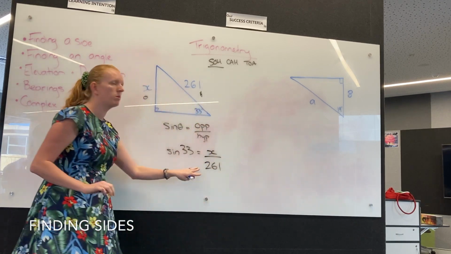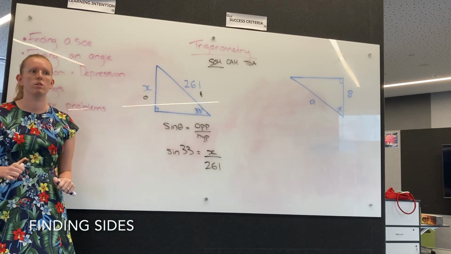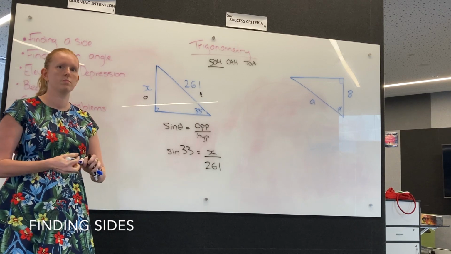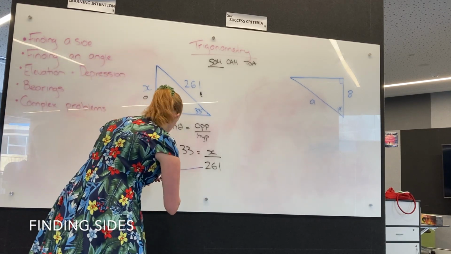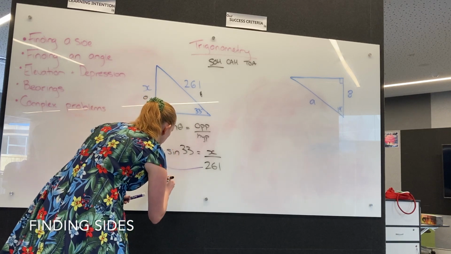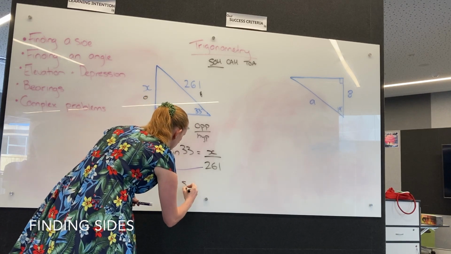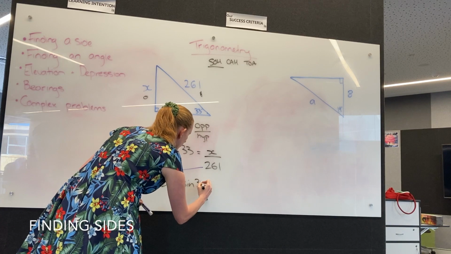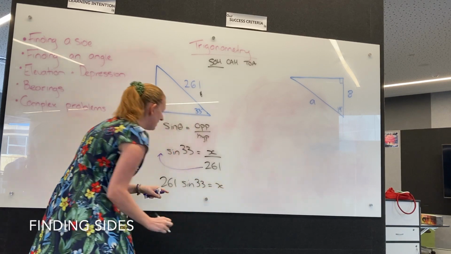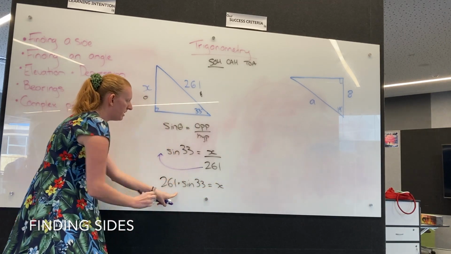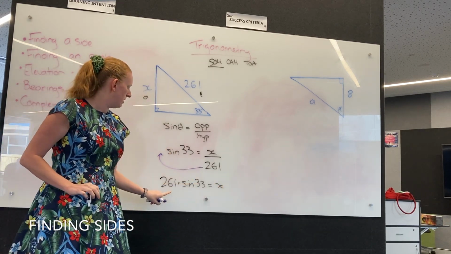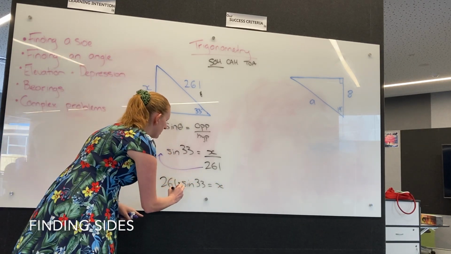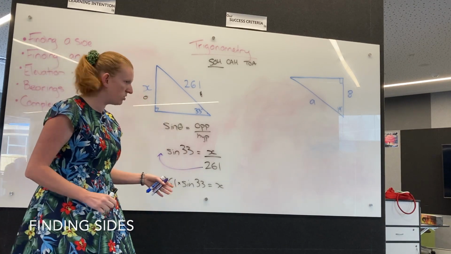261. Now when I have my number on the bottom, what do I do? You take it to the other side. Awesome. I bring it to the front. So in my calculator, I'm going to be typing 261 sine 33 is equal to x. I can put a multiplication sign in here if I want to, but calculators generally will work even if you don't. So that's a multiplication, not a plus. So I typed that into my calculator.